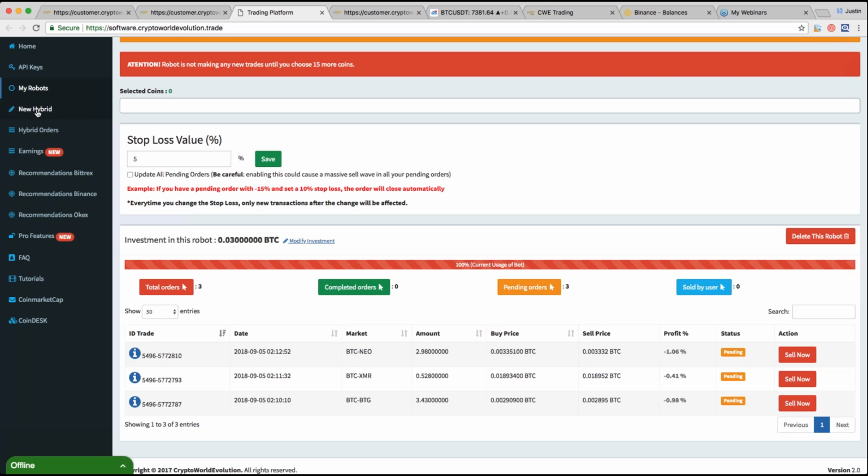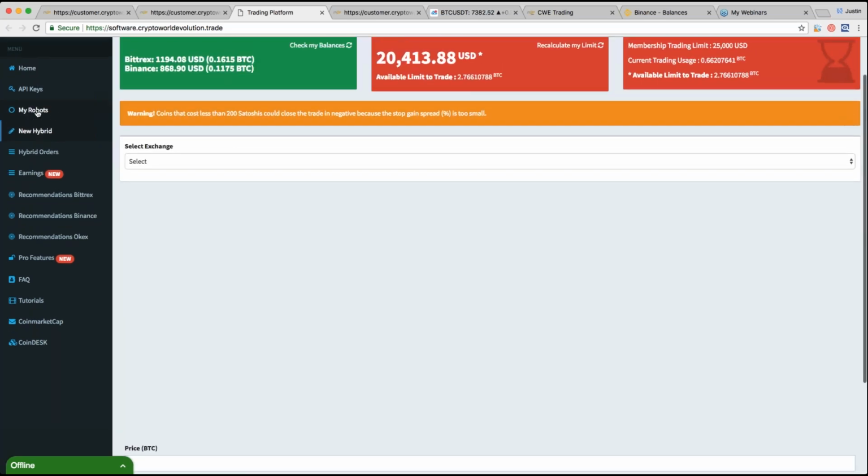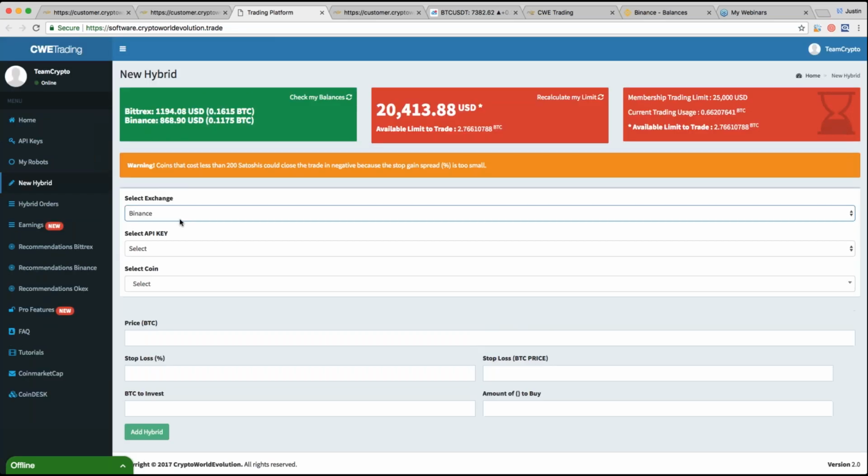And why do I like the hybrid? Because we can take one coin, okay, and put on what we can afford to lose, of course, in investing in one coin. So how the hybrid bot works, guys, is that you can choose one coin. Okay, it's basically one coin at a time. Okay, let me just choose Binance. Okay, I'm going to select the coin.